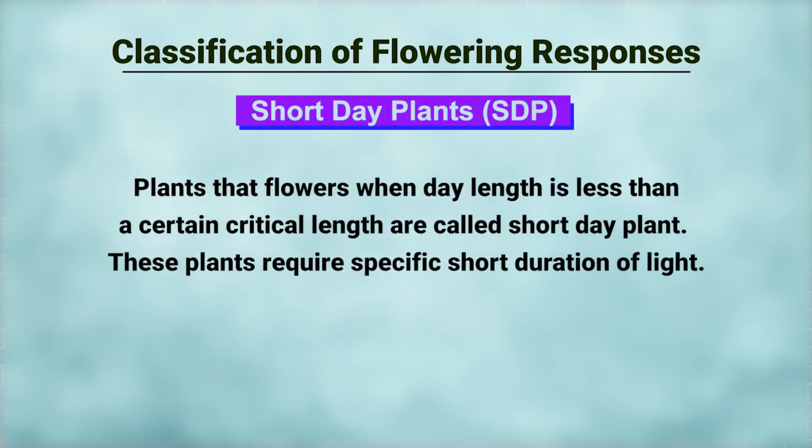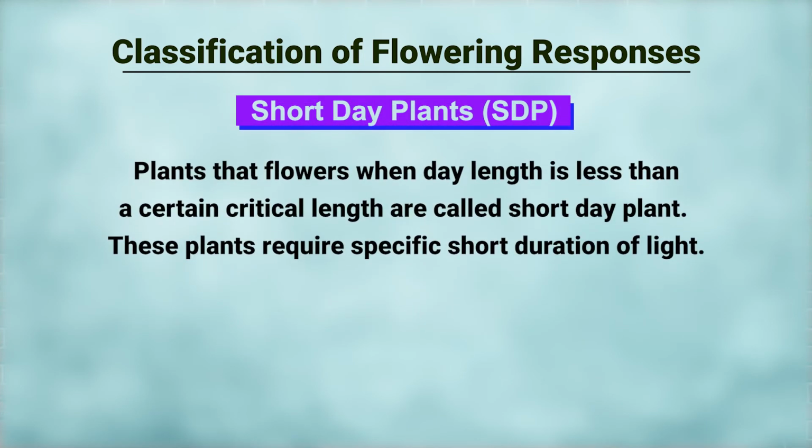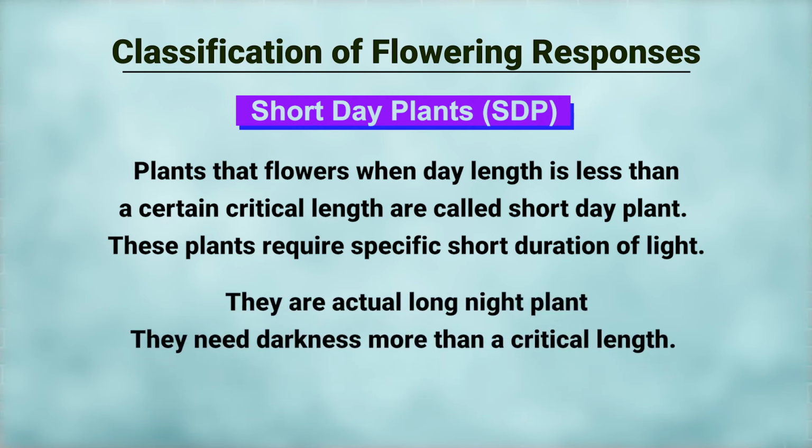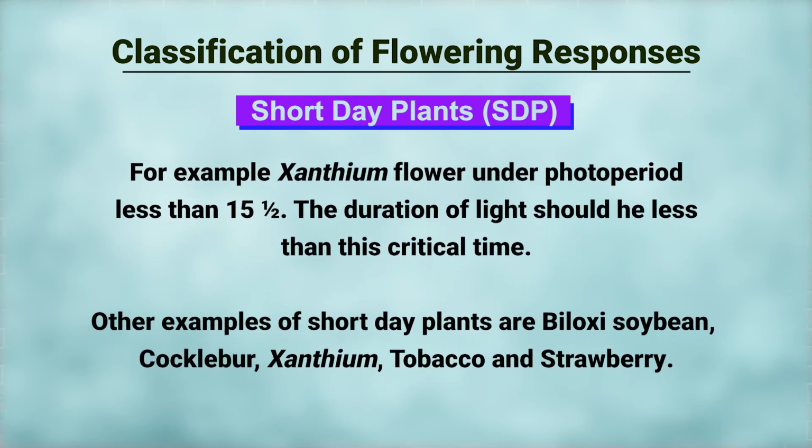First one is the short day plants. Plants that flower when day length is less than a certain critical length are called short day plants. These plants require a short duration of light and they are actually long night plants. They need darkness more than a critical length. For example, Xanthium flowers under a photoperiod of less than 15.5 hours, and the duration of light should be less than the critical time. Other examples of short day plants are Biloxi soybeans, cocklebur, Xanthium, tobacco and strawberry.